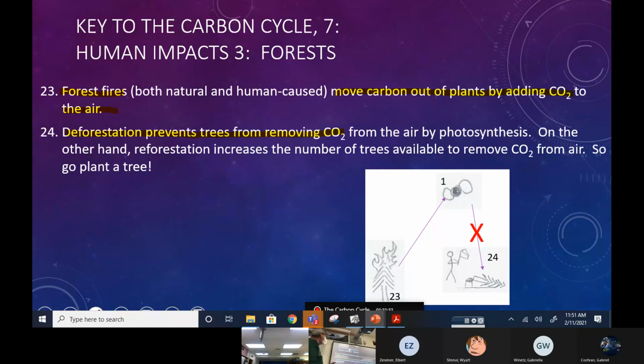But on the other hand, reforestation does remove carbon dioxide from the air. That's not really shown in the diagram, but if you plant trees, you're increasing the ability of nature to take CO2 out of the air for us.